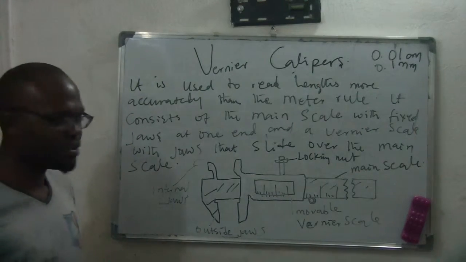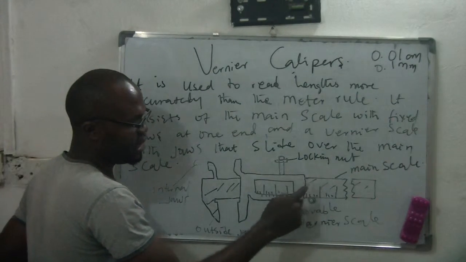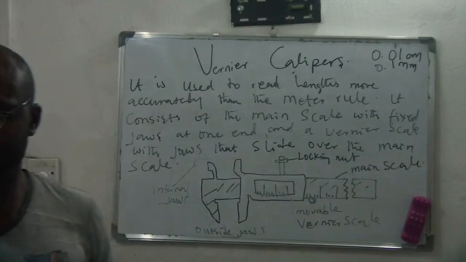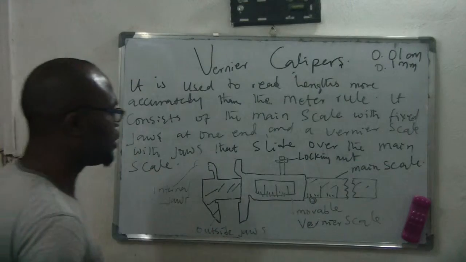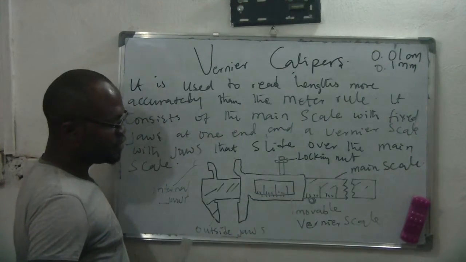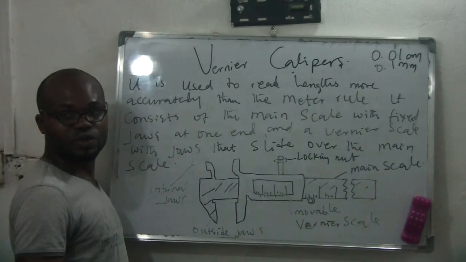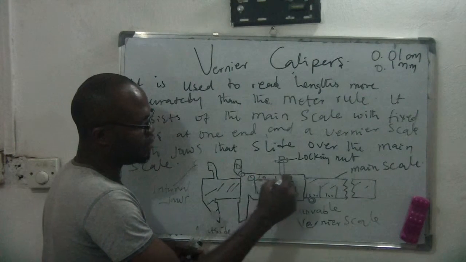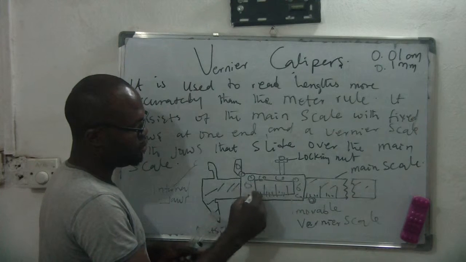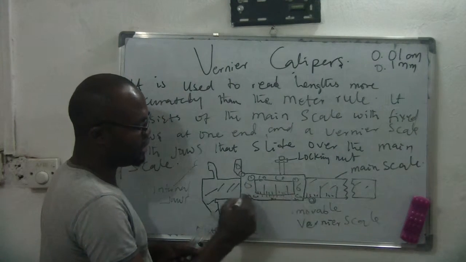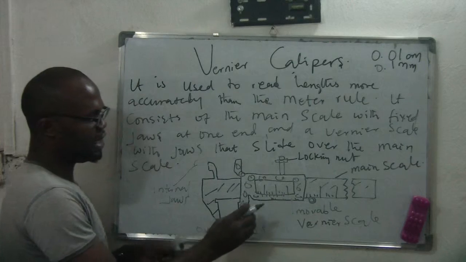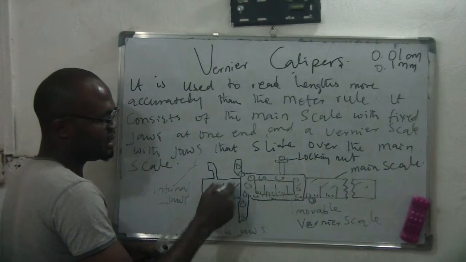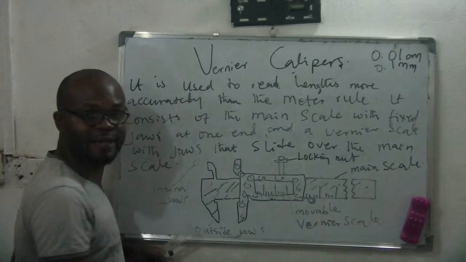It has two scales. Is that clear? Yes. The main scale and the movable vernier scale. Both of them are calibrated. So you have two scales. This is the main scale, and this is the movable vernier scale. Can you see it? You can be sliding it on top of the main scale. Is that clear?